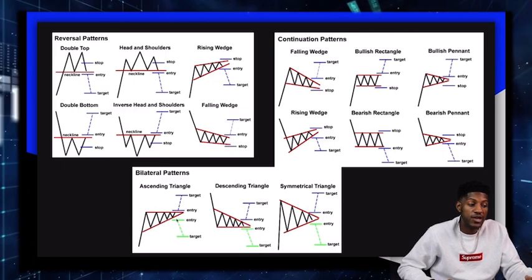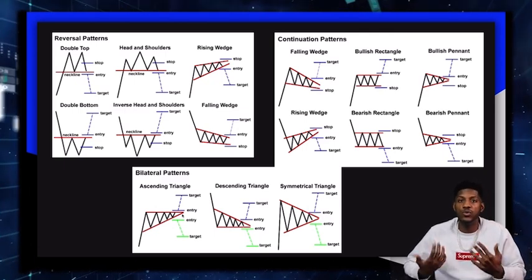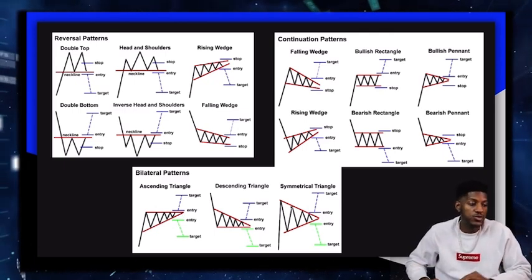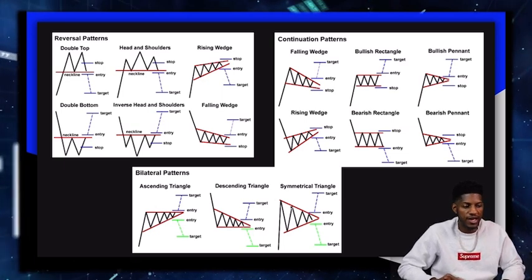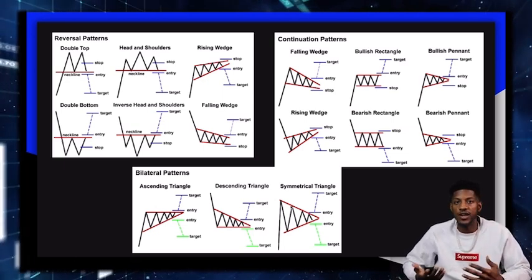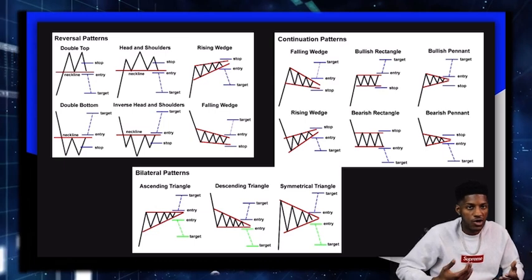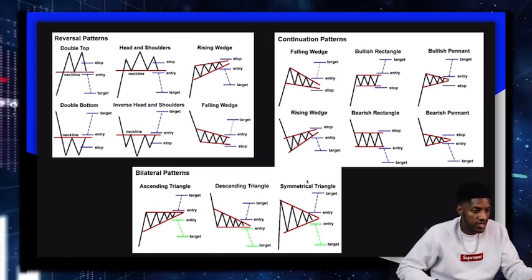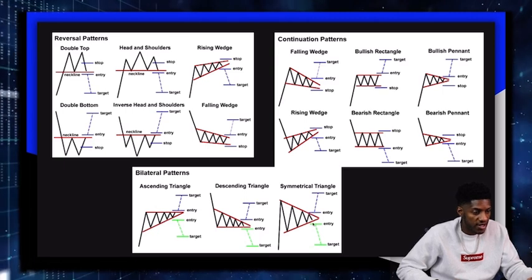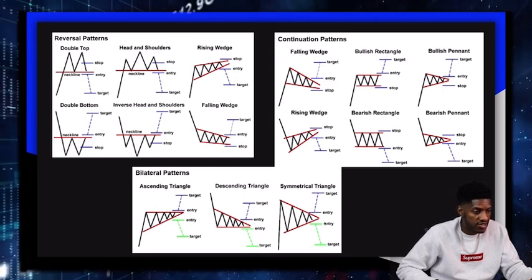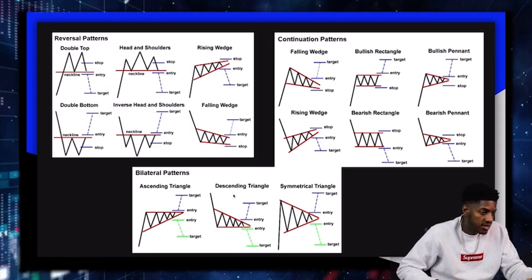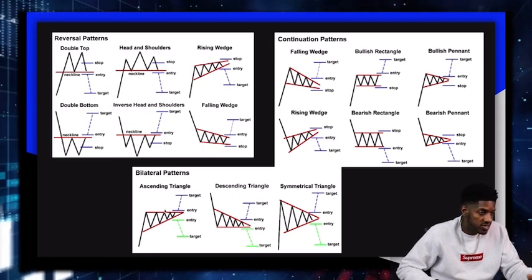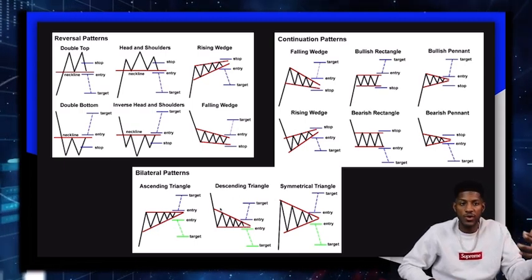So bilateral patterns are when it can go either way. So triangles, you'll notice that most bilateral patterns are some form of a triangle, because triangles are bilateral patterns, right? Or bilateral shapes. So symmetrical triangles can break out either direction. So you have to stay aware of that. And then you have descending triangles and ascending triangles, which can break out either way.